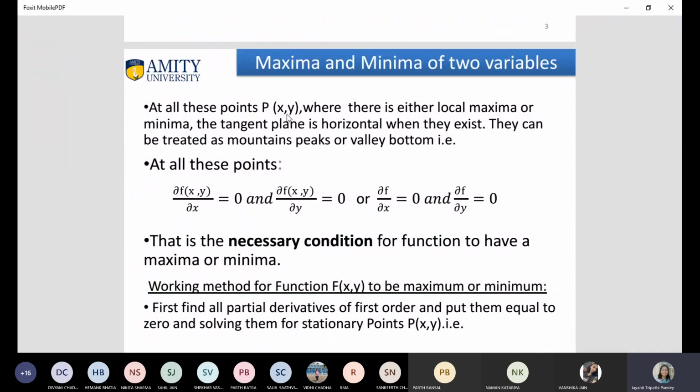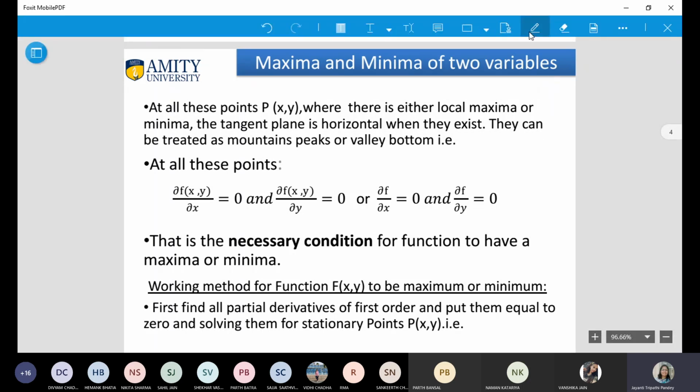Now let's see how we get critical points in this situation. At all these points P(x,y) where there is either local maxima or minima, the tangent plane is horizontal when they exist. You can understand this. Now you're talking about 3D, just remember. So if this is the point of local minima, if you draw a tangent, what is happening? The tangent will be parallel to the horizontal plane, whether it is local maxima and you are drawing a plane.